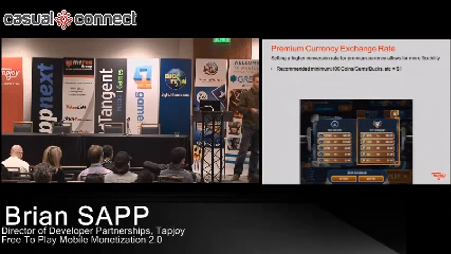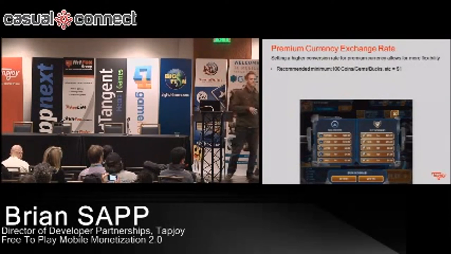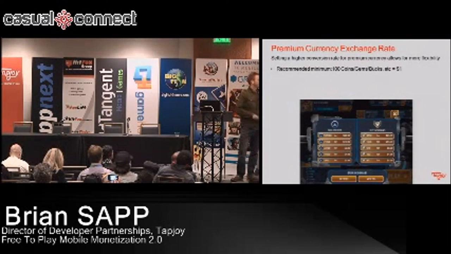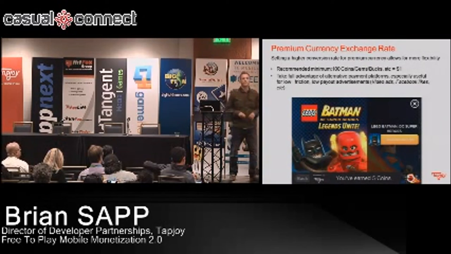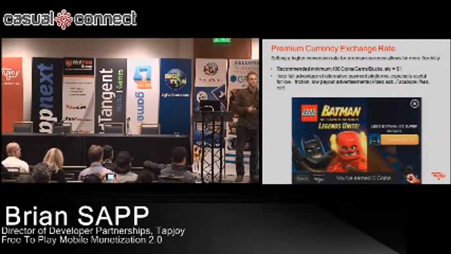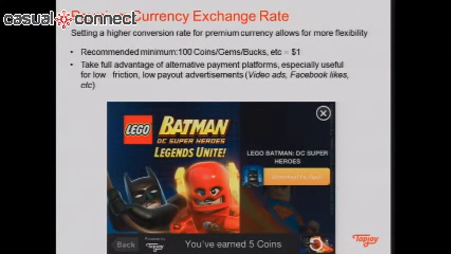Typically, we recommend at least 100 coins, gems, whatever your premium currency is, equal to a dollar. There are a lot of reasons for that, but mostly it gives you a lot of flexibility, especially in terms of monetization. One of the things that's taking off right now are mobile video ads. We're seeing a lot of brands and app developers drive distribution through mobile video. However, these units only typically pay out about a cent to 2 cents a view. So if your premium currency exchange rate is 5 coins equal to a dollar, each unit is worth 20 cents, you can't show a video, or else you're cannibalizing that currency.